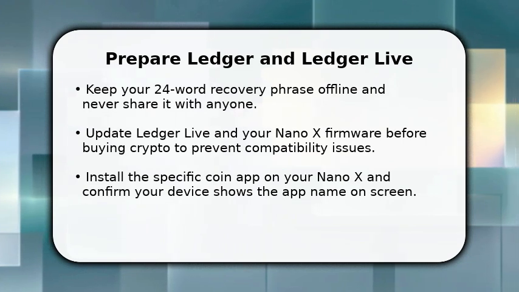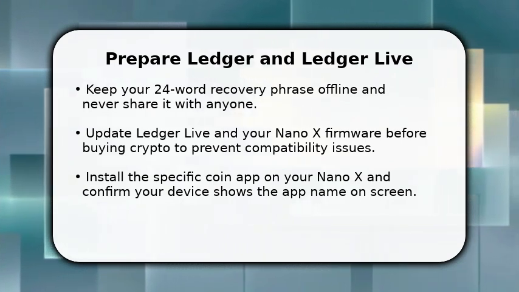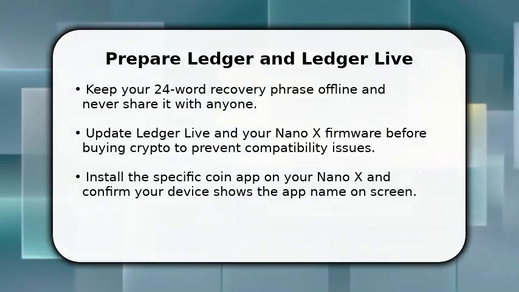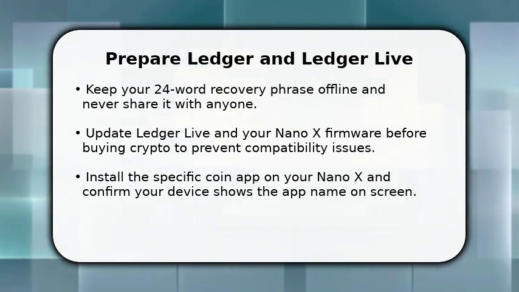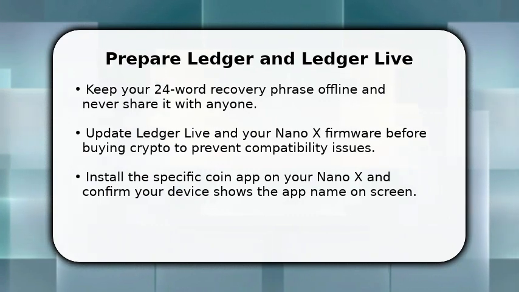Install the specific coin app you plan to buy, for example Bitcoin or Ethereum, and confirm the Nano X screen displays the app name before proceeding with any purchase or address verification.